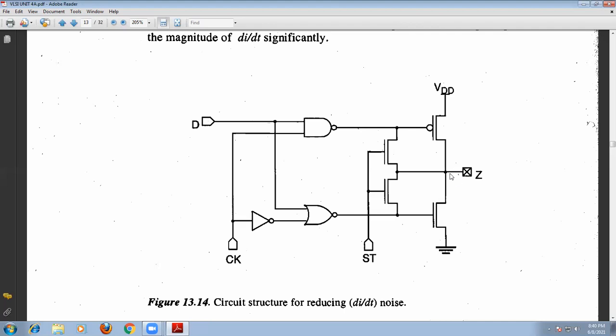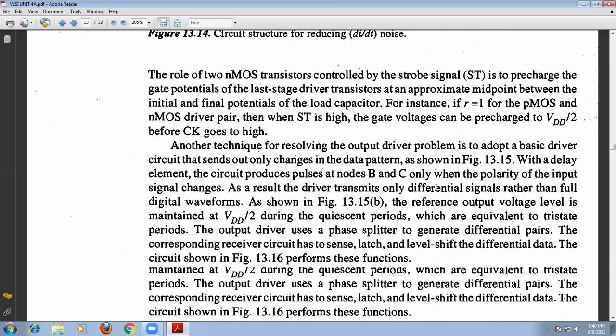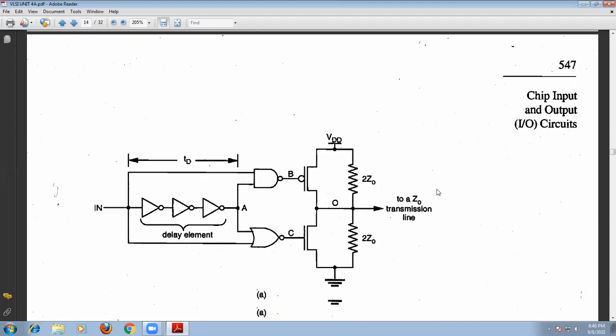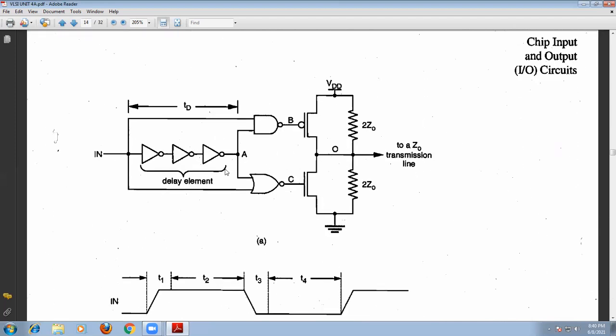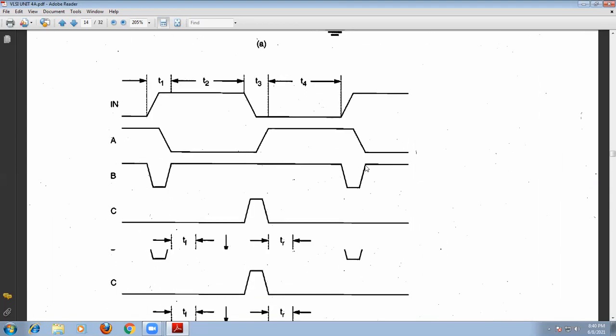Similarly, another technique for resolving the output driver problem is to adopt a drive circuit that sends only the changes in the data pattern. For example, this is another circuit, which only changes the data pattern. That means the delay circuit will be implemented like this. The number of buffer stages we increase, so that the delay changes here.